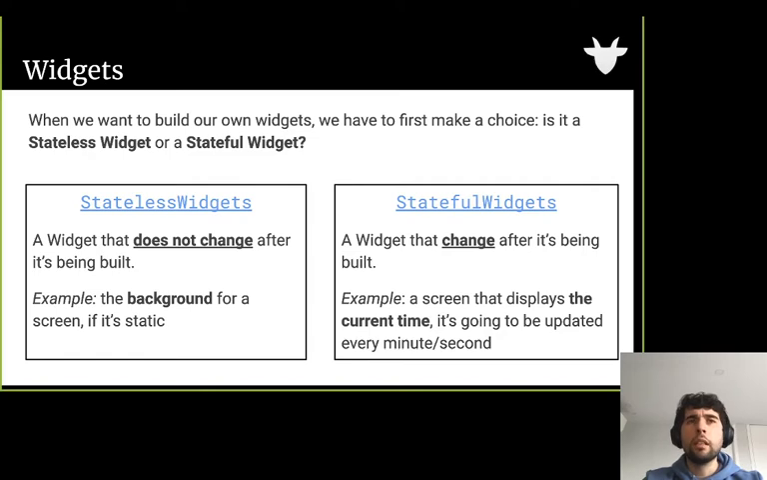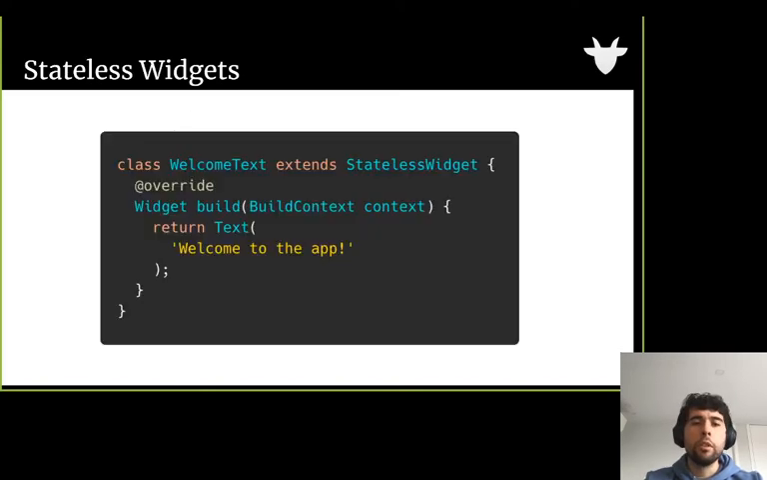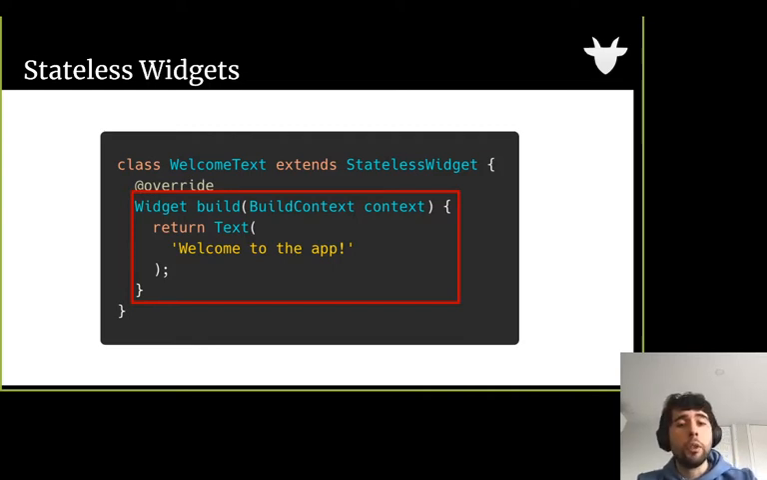What are the exact differences in implementation? So if I want to create a stateless widget, I just create a class. I will say that it extends from the StatelessWidget class. And the only thing that I need to do is to override the build method, and inside it, I will put every widget that I want to build. In this case, I'm just going to build a text widget saying welcome to the app.